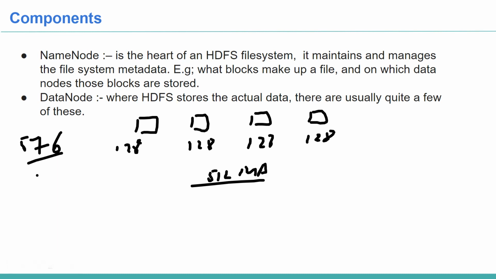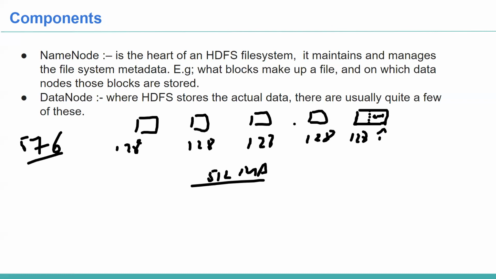Now we have some delta that we still have to store, around 64 MB. If I create another block of 128 MB, we would not be able to fill the complete block, only half of it. Then what will we do with this block? Will this space get wasted? No. HDFS takes care of that as well.